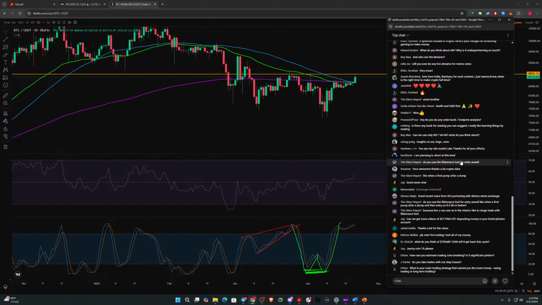Glam Report says, do you use Fibonacci tool for entry as well? I don't use it as much as I should, but yeah, I definitely should use it more because the Fibonacci ratio, the golden ratio, 618, very, very important and is used to predict a lot of moves. So yeah, Fibonacci is another great tool.